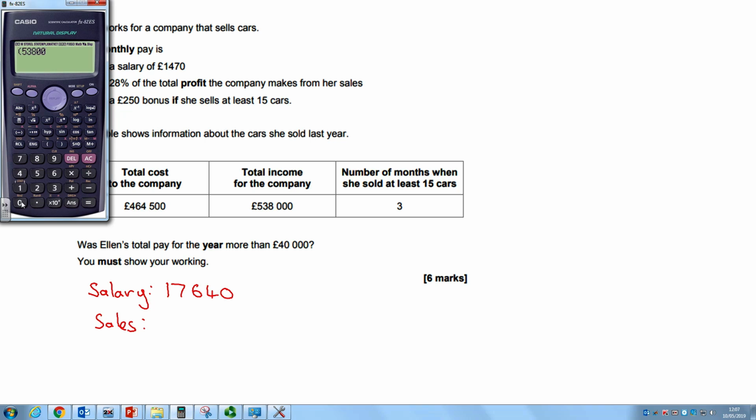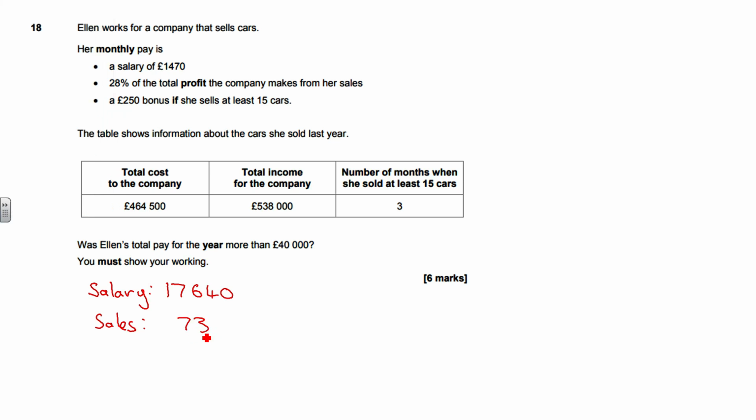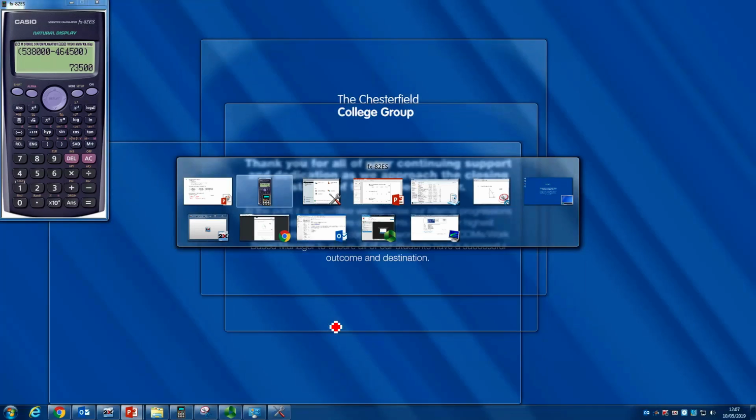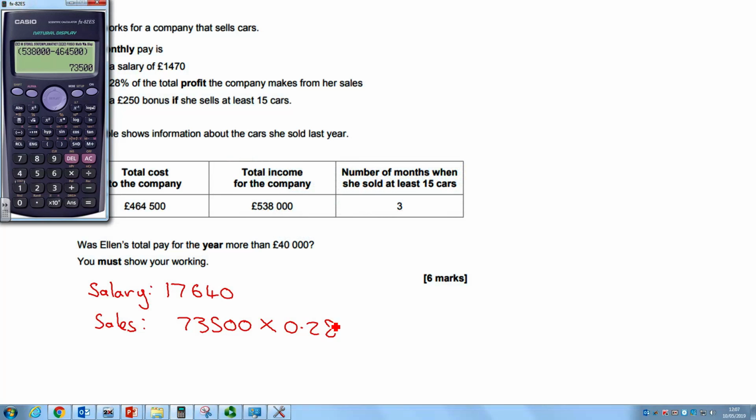So the profit for the company is going to be the £538,000 that she's made for them, minus the 464,500 that it's cost them to buy these cars in. So that's 73,500. That's the company's profit, and then I need to work out 28% of that. The easiest way to do that is to times by 0.28. You could, however, do it by dividing by 100 and timesing by 28 if you preferred.